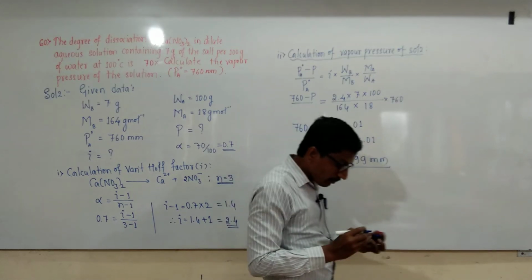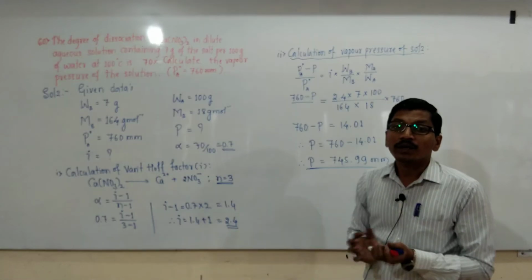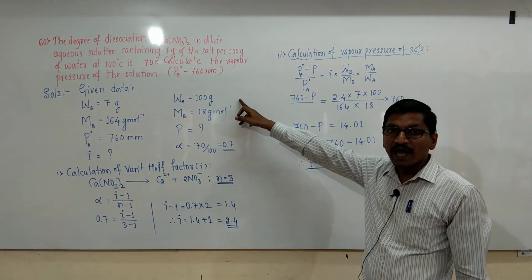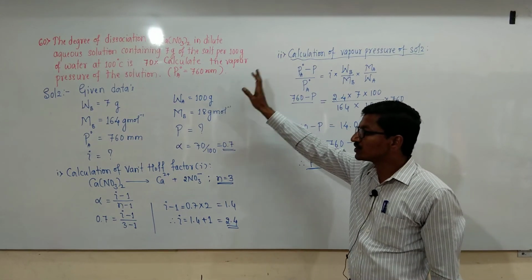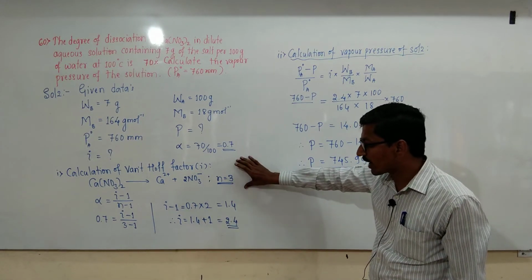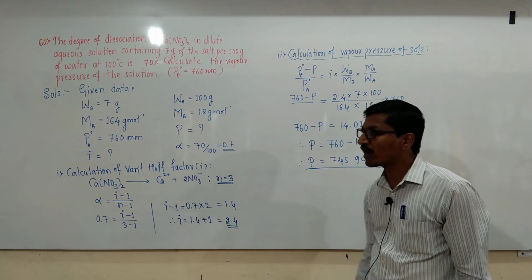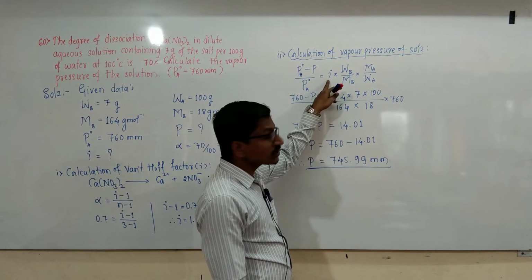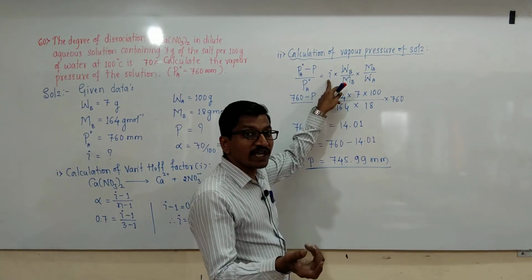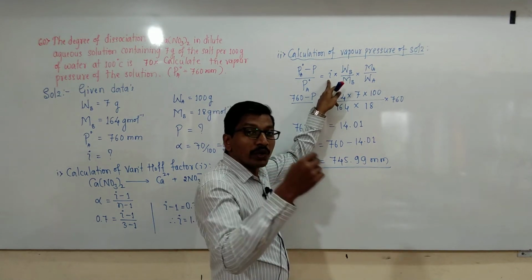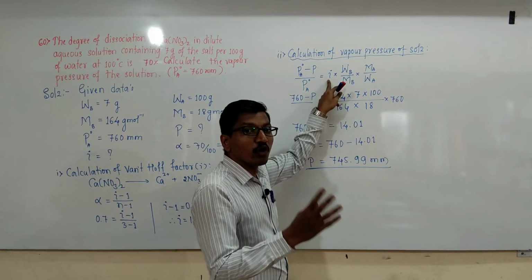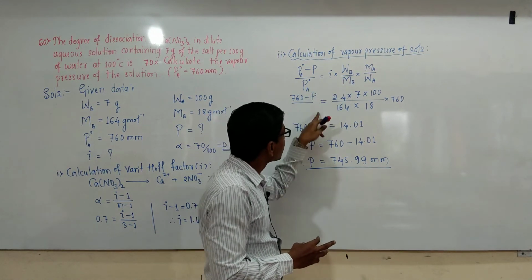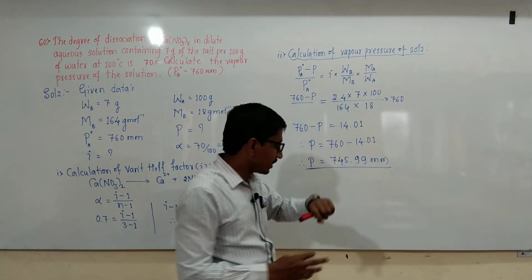This problem is based on relative lowering of vapor pressure, but the degree of dissociation is given, and from the degree of dissociation value we first calculated the van't Hoff factor i. This van't Hoff factor is introduced in the relative lowering of vapor pressure because the solute is ionized in the solution, and to eliminate the abnormal molecular mass, we substitute the van't Hoff factor here, and from this relation the vapor pressure of the solution is calculated.